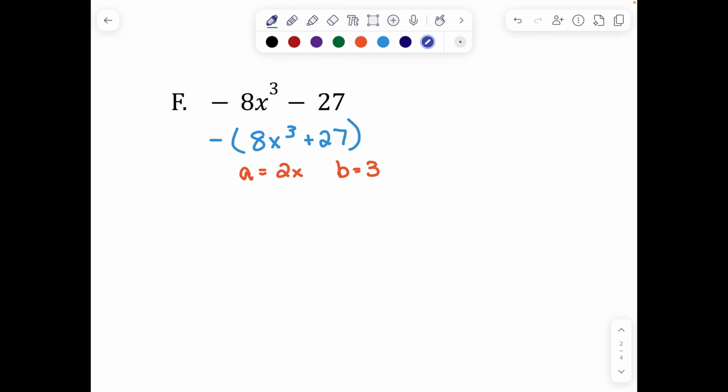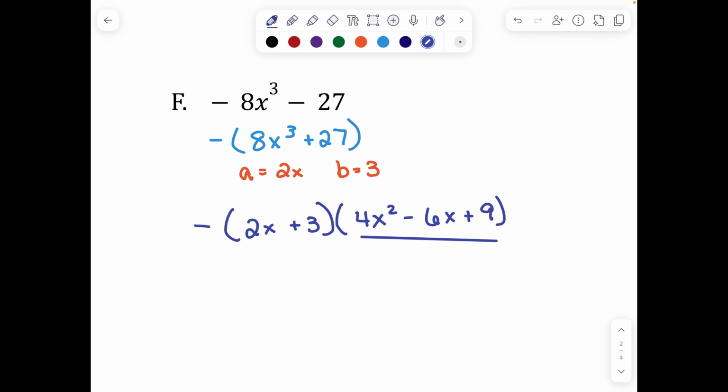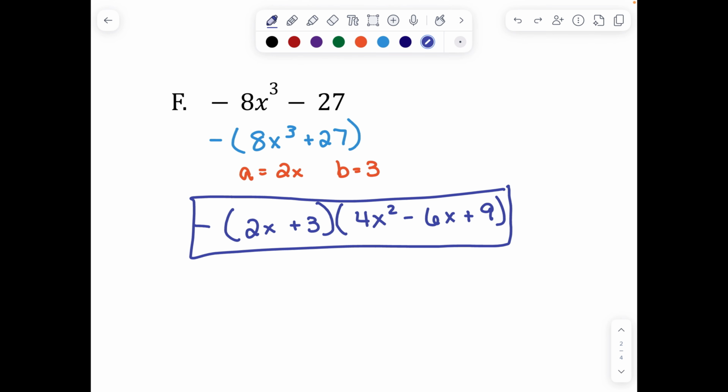So remember to bring your greatest common factor, that negative 1, into our final answer. We factor this into 2x plus 3 times 4x squared minus 6x plus 9. And you'll never be able to factor this trinomial here. Those will never be factorable once you're doing the sum or difference of cubes. So I know that I got my final answer.